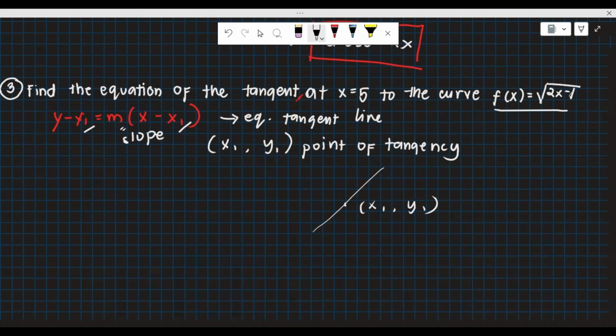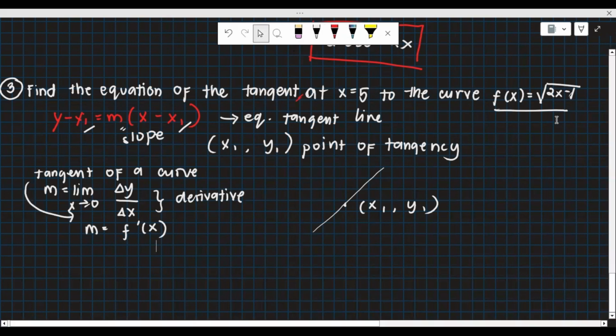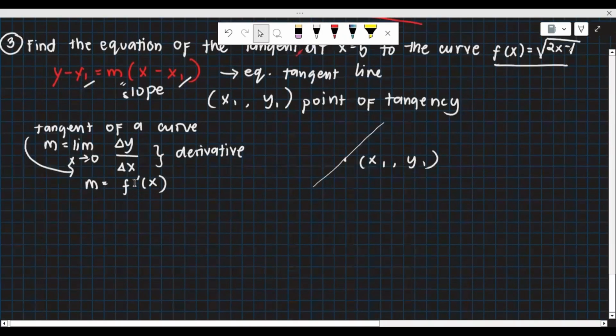We know na a tangent of a curved line would have a slope equal to the limit as x approaches 0, the change in y over the change in x, which is also the definition of a derivative. So, we know na yung slope na hinahanap natin sa tangent line is also f prime of x. So, we can solve this problem na knowing these concepts.